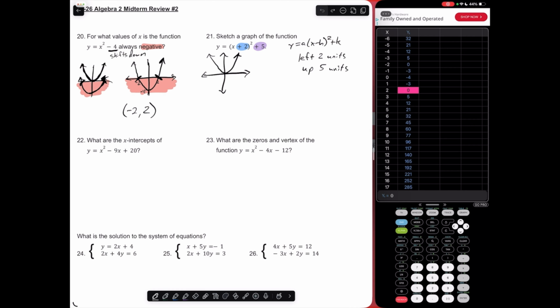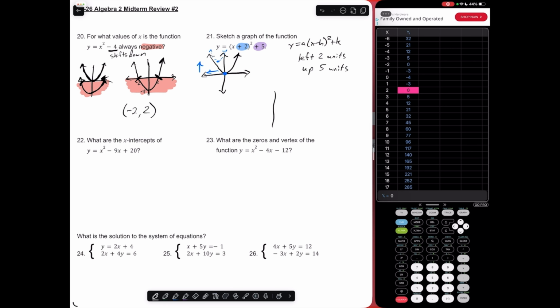Let me change colors here. This graph is going to go left and up. So just take your vertex, move it left 2 and up 5, and then you can draw a sketch of what that would look like. I'm going to draw a cleaner version.